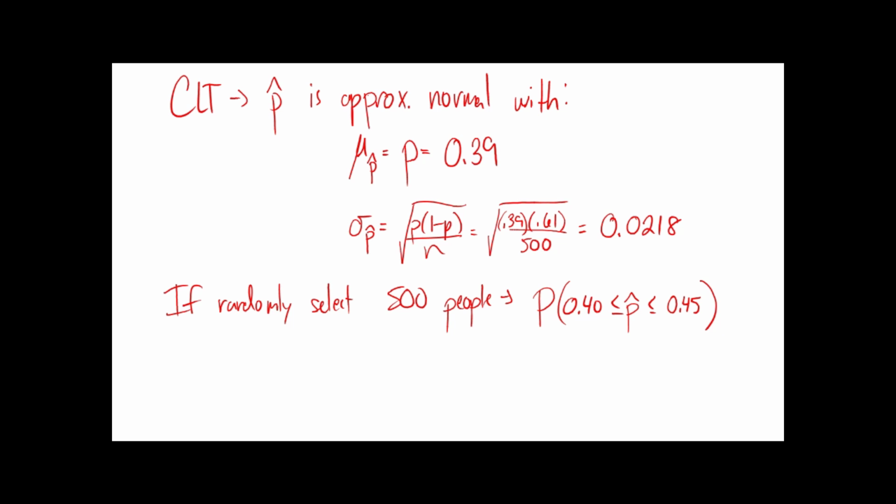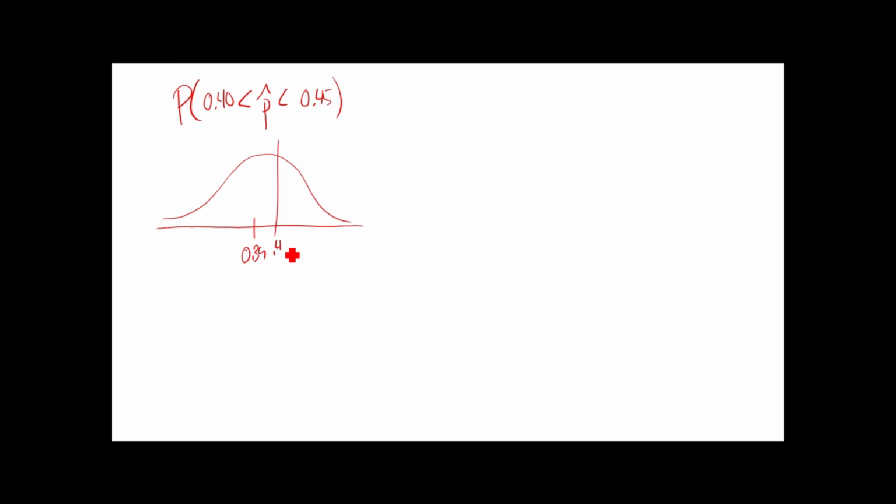So, how would we solve a problem like this? Z-scores. That's right. We're going to do just like we did before, but now we're going to use this mean and this standard deviation. We're looking for the probability that the sample proportion is between 40 and 45. It's a distribution centered at 39, so maybe here's 0.40, here's 0.45. We need z-scores.